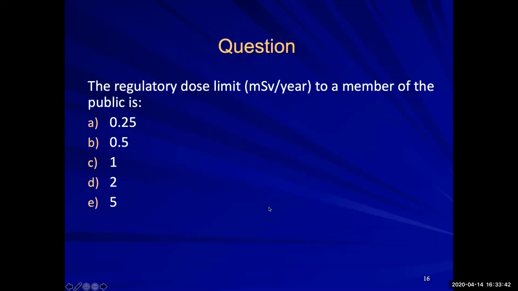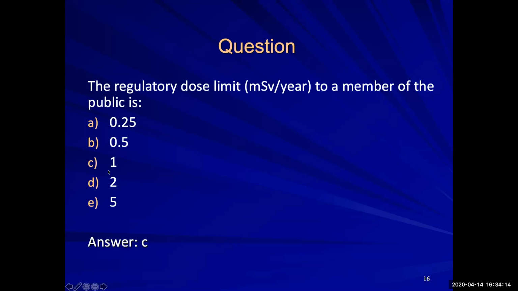Question here quickly. The regulatory dose limit in millisievert per year to a member of the public is what? A, B, C, D, E. What is the limit for the public? C, okay. So the correct answer is C.